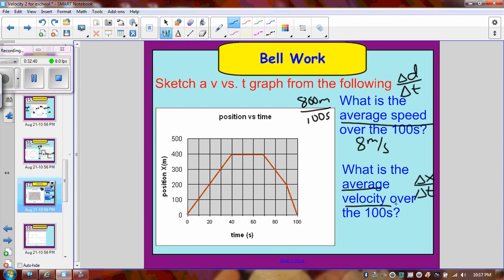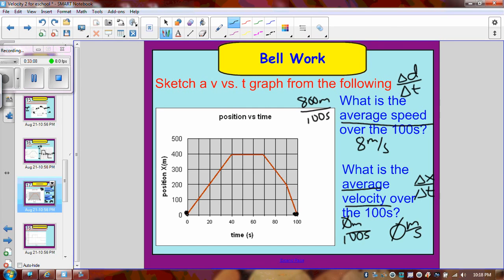Now, the average velocity means change in position over change in time. Well, if you look, the time is still 100 seconds, but what was the change in position? Well, the object started at 0, went up, over, but ended actually back at 0. So the displacement, or change in position, was 0 meters. And so the average velocity is 0 meters per second.